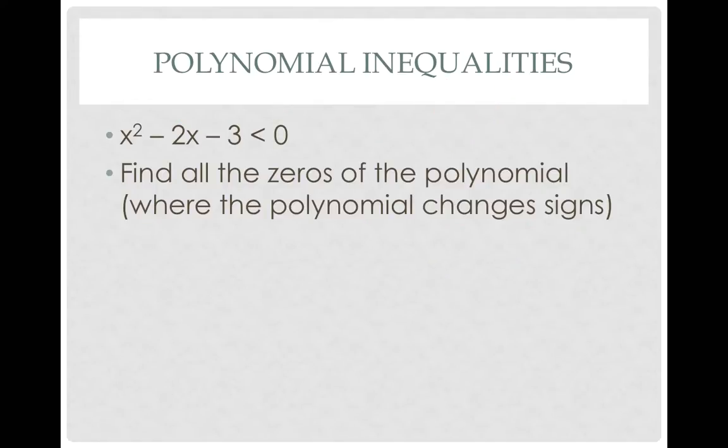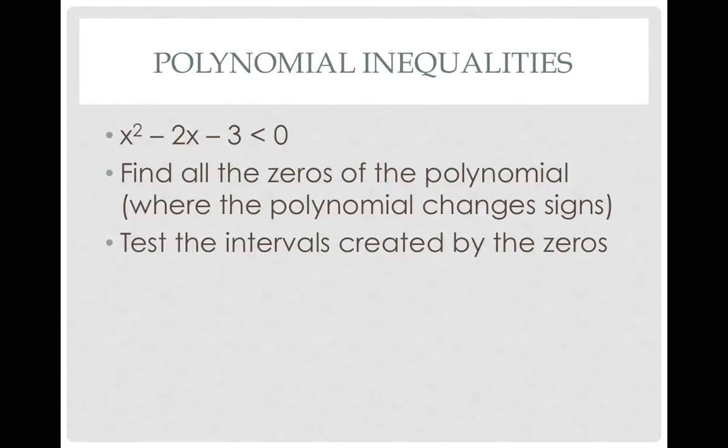So this is kind of the explanation of what I just did. Find all the zeros of the polynomial. That was negative 1 and 3. And those zeros are where the polynomial changes sign. You notice when it crosses the x-axis, it goes from being positive to negative or negative to positive. And then we test the intervals created by those zeros. That's what I did on the sign chart.